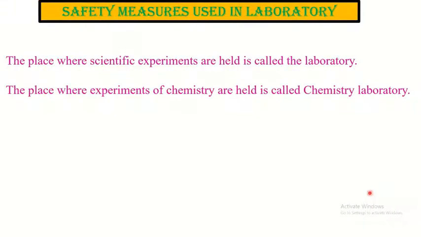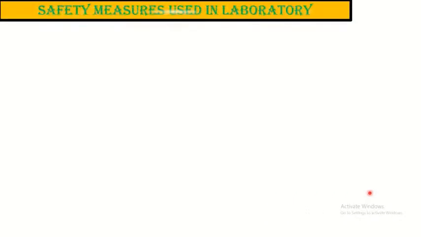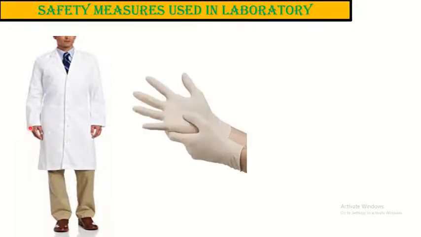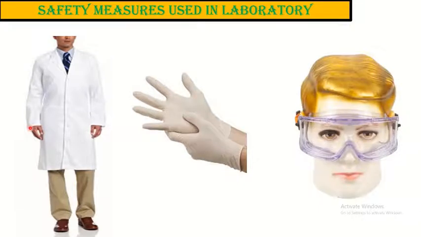Therefore, we need to wear an apron, and the apron should be knee long and the sleeves will be up to your wrist. That means its length will be up to knee and its sleeves will be up to your wrist. You will use hand gloves and safety goggles on your eyes.